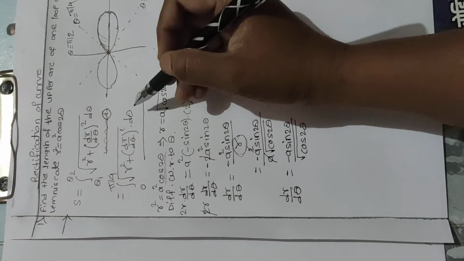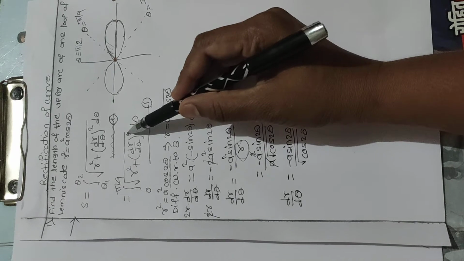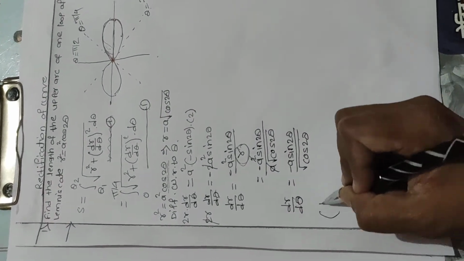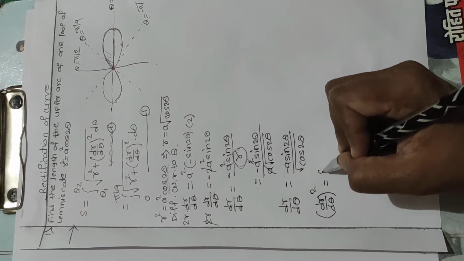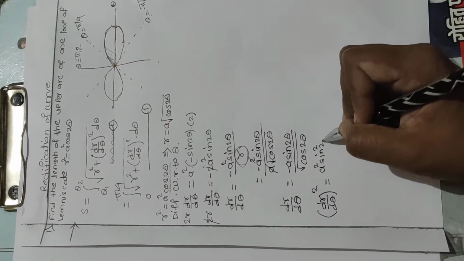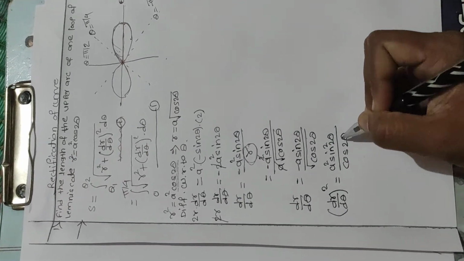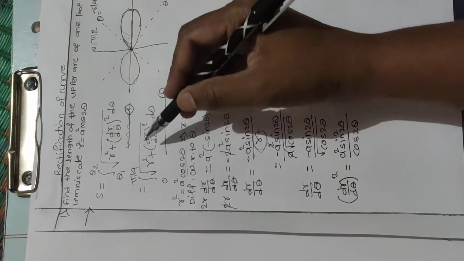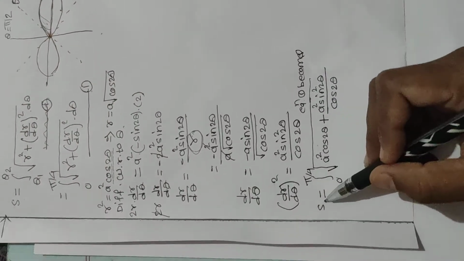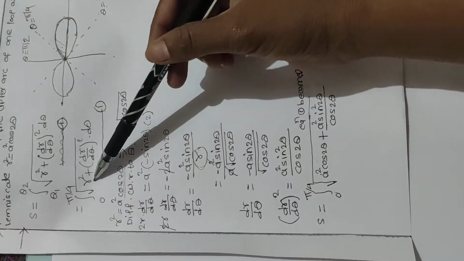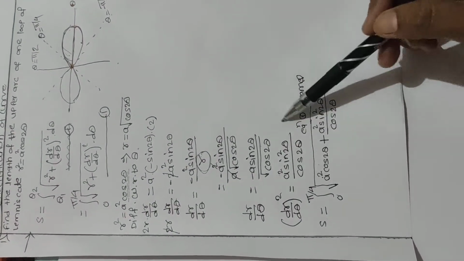But in our equation 1 we have to find the value of (dr by d theta) square. So we take the square on both sides. We get (dr by d theta) square equal to a square sine square 2 theta, since minus squared is plus, and root cos 2 theta, root and square get cancelled, so we get only the term cos 2 theta. After that, put this value in equation 1. So equation 1 becomes s equal to the integral 0 to pi by 4. The value of r square is already given, a square cos 2 theta, and plus we put the value of this (dr by d theta) square.